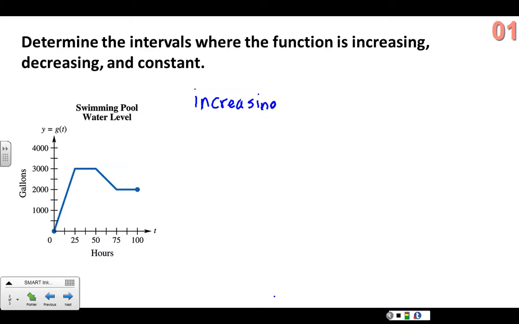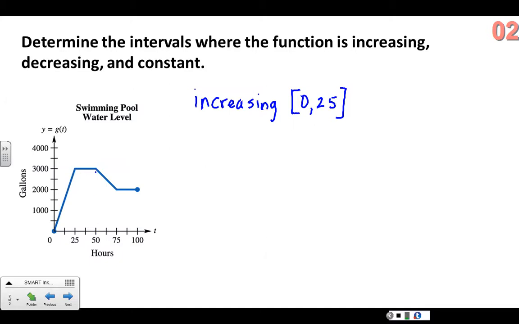For your x values, or your t values in this case, it looks like your function is going up from 0 up to like 3,000 between 0 and 25 hours. So the interval would be from 0 to 25. It'll be the increasing interval. Now, we went to 25, so it stopped increasing there.